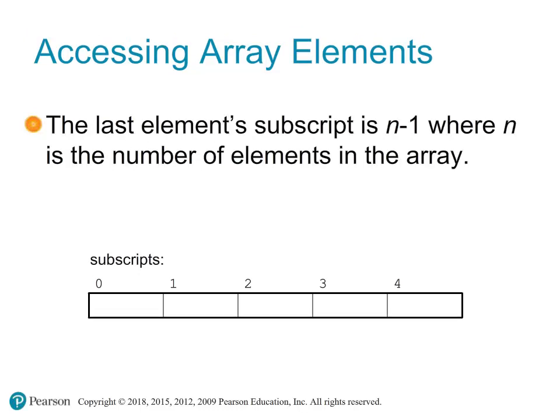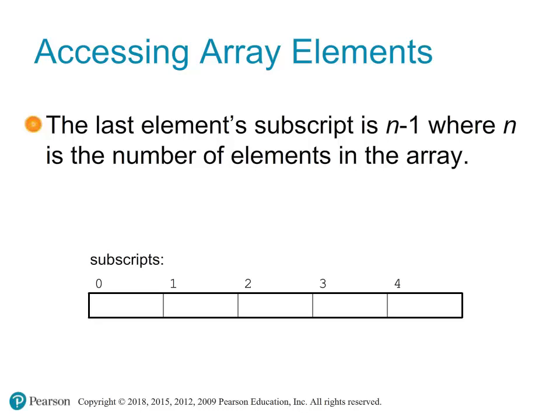We have discussed that array subscripts start at 0. Now let's focus on how to identify the last element in an array. A straightforward rule helps us identify the last element's subscript. The rule is n-1, where n is the total number of elements in the array. For example, if your array has 5 elements, n equals 5.